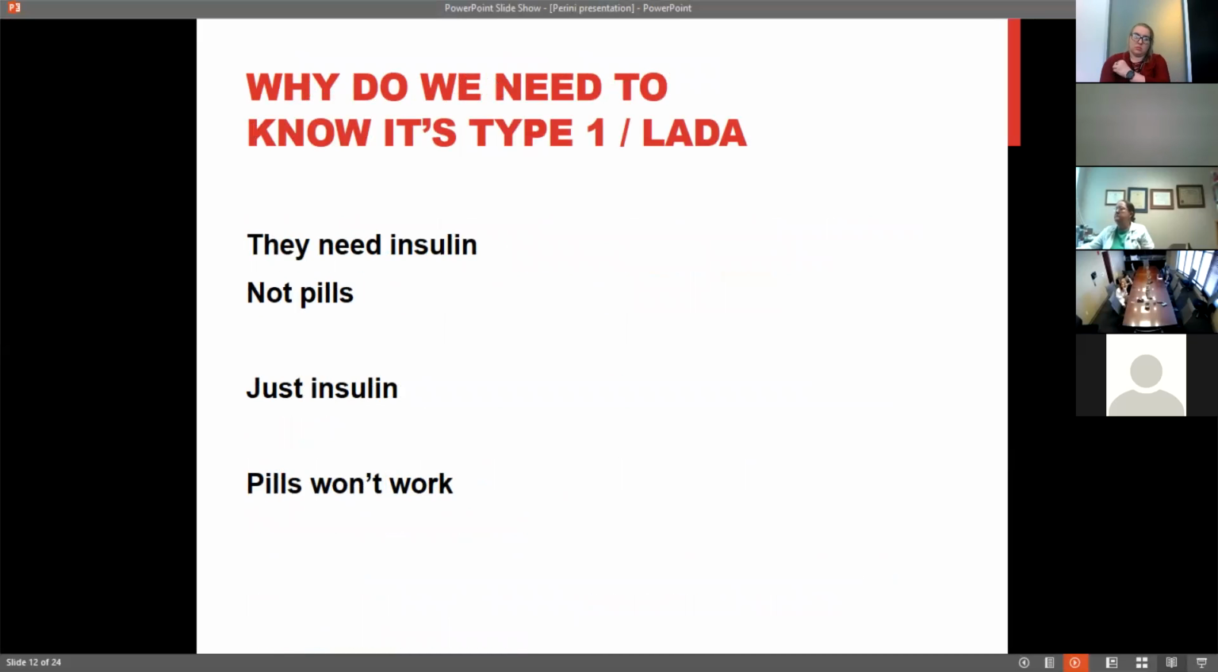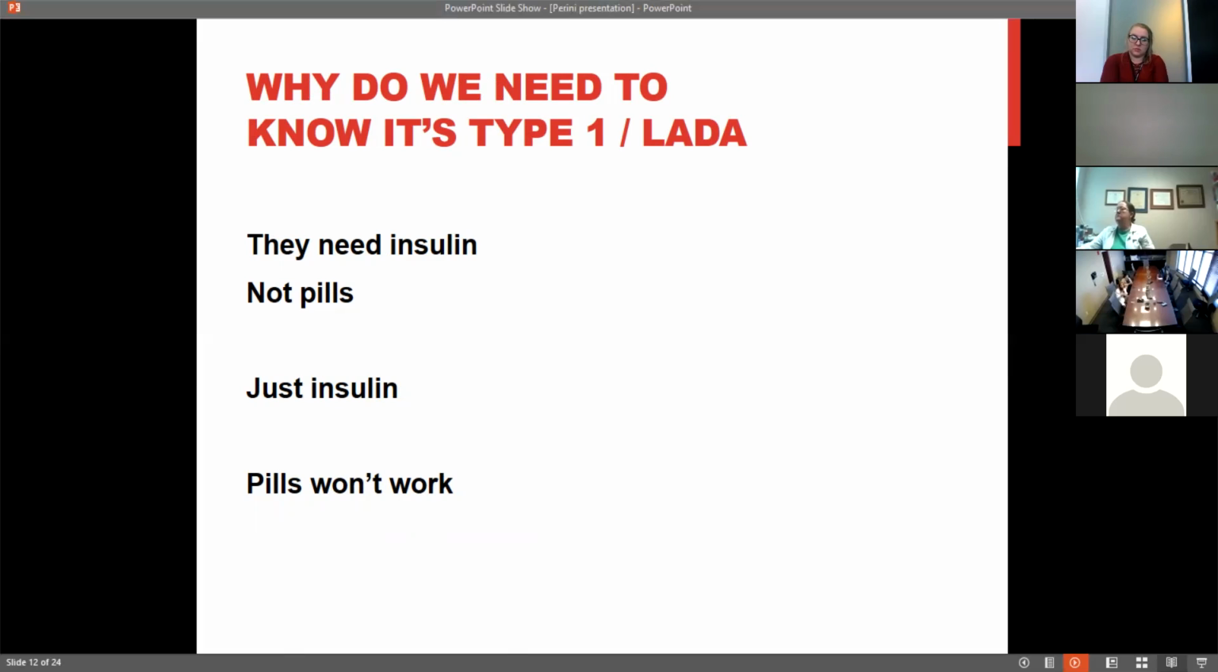Okay, so again, why we need to know if it's type 1 or LADA if they're adults: because of pills, and advising them about DKA, making sure that they have ketone strips at home. So if in fact their sugars are going up and they can't get them back down with injections and they're feeling a little queasy in their stomach, they can check their urine ketones at home.